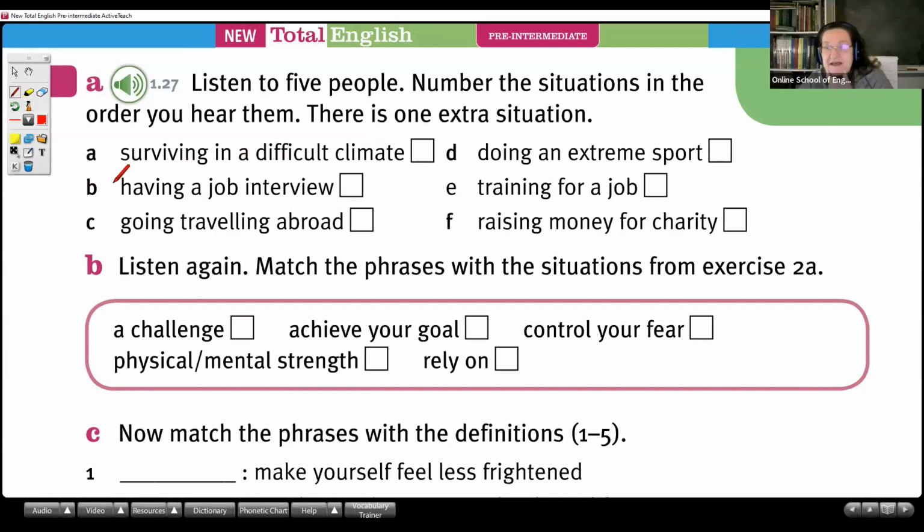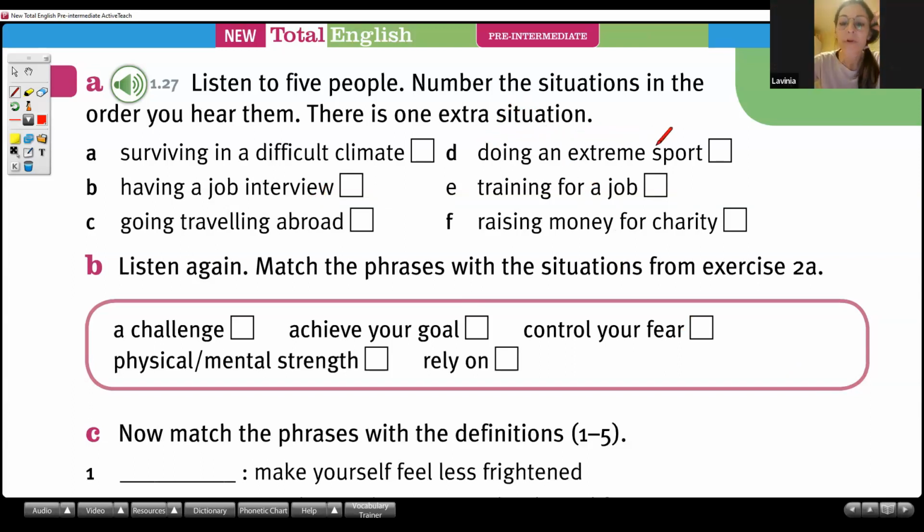Natalia, please read B. Having a job interview. Very good. Victoria, please read C. Your microphone is off. To travel abroad. Abroad, everybody. Abroad. What does abroad mean in English? Different country, not your country. That's right. Very good. Lavinia, please, D.